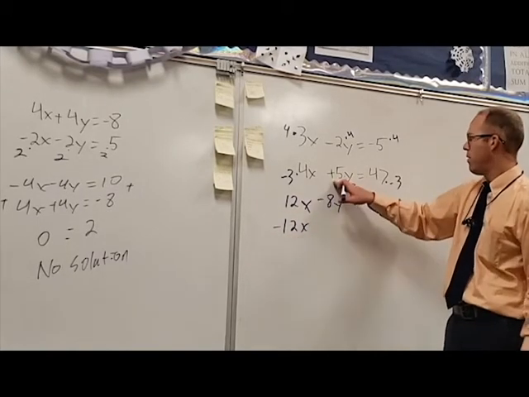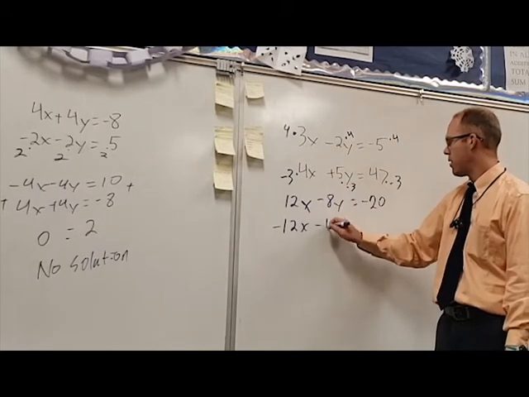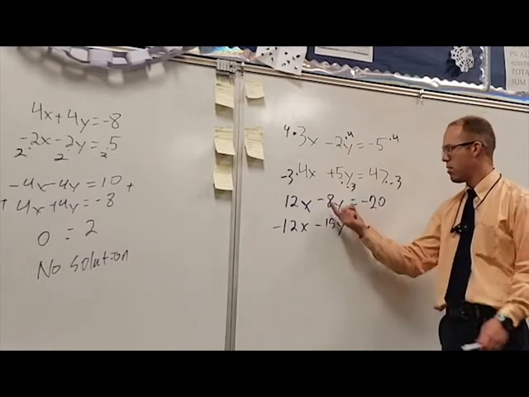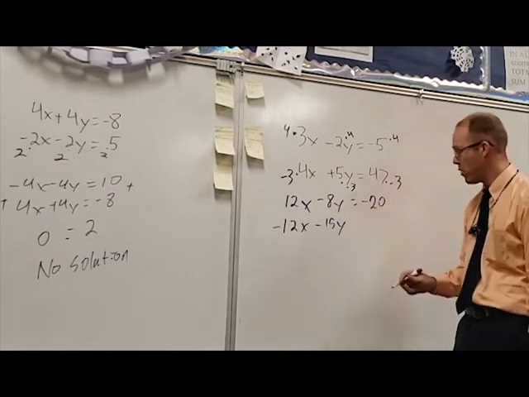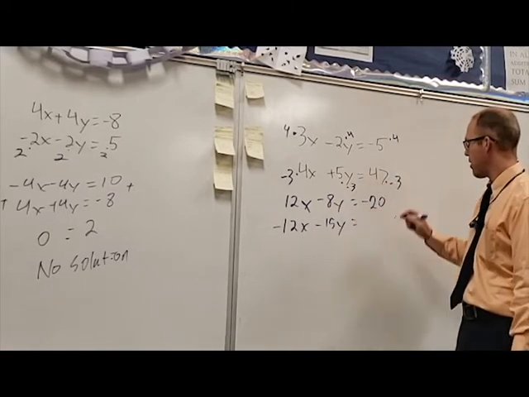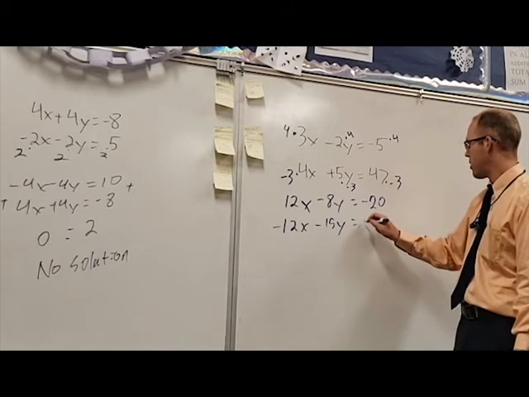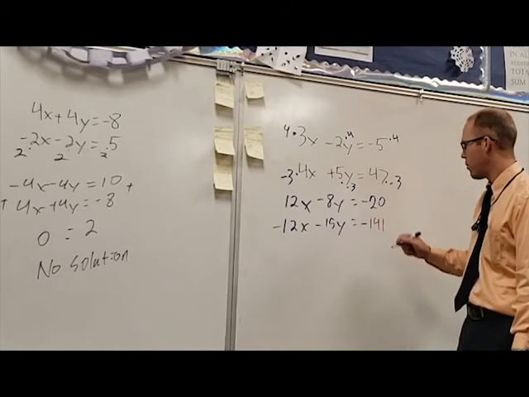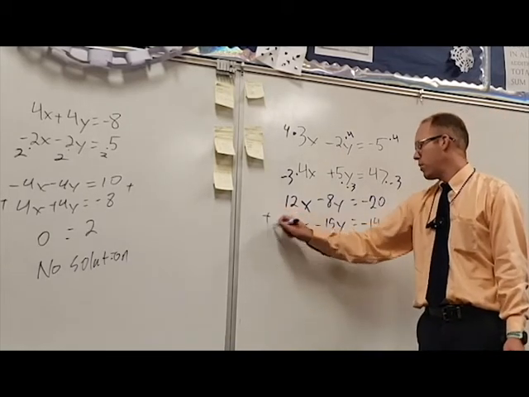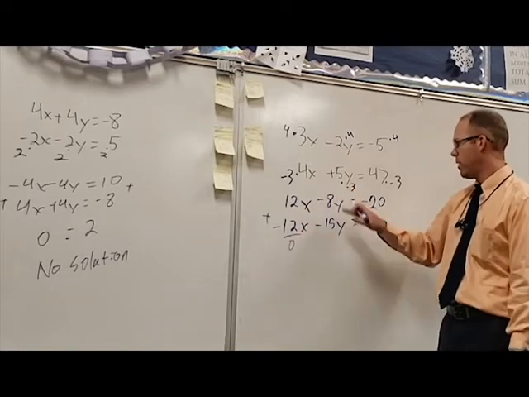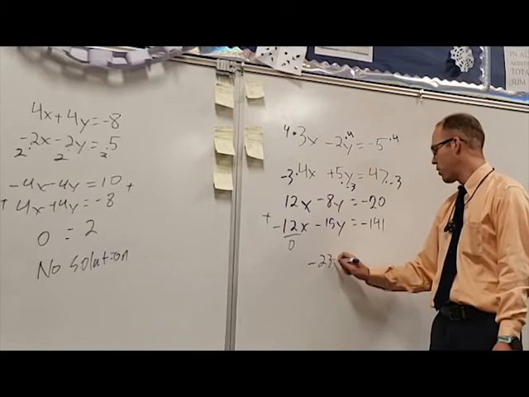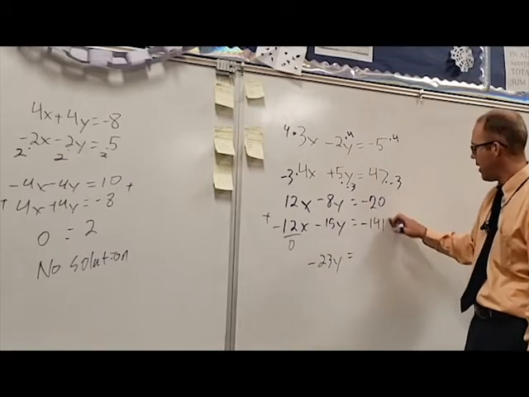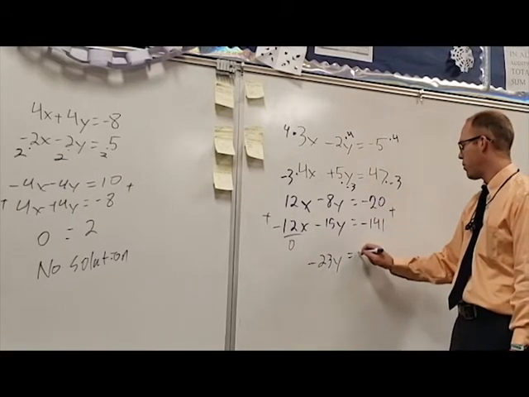Awesome. 5 times -3 is -15y. And we can see these are not going to eliminate each other. So I can see right now that we will have a solution on this one. And 47 times -3 is -141. Add these together, we get 0, so those are gone. -8y plus a -15y is -23y. And over here we have a -20 plus a -141. That gives me -161.